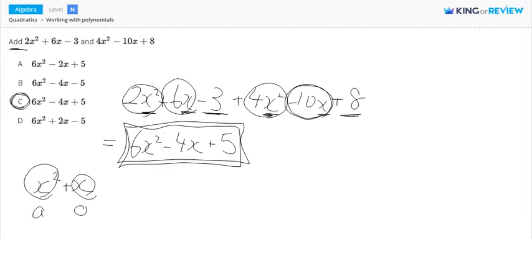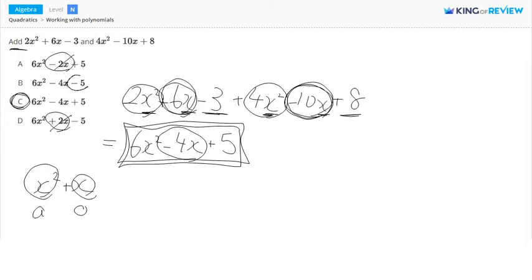Now let's look at our other options. Option A says negative 2x. Well, we do have a 6x, and we added a negative 10x, so we should end up with a negative 4x, shouldn't we? So this can't be right. Also, for option D, because of the same reason, because we should end up with a negative 4x, this can't be right.